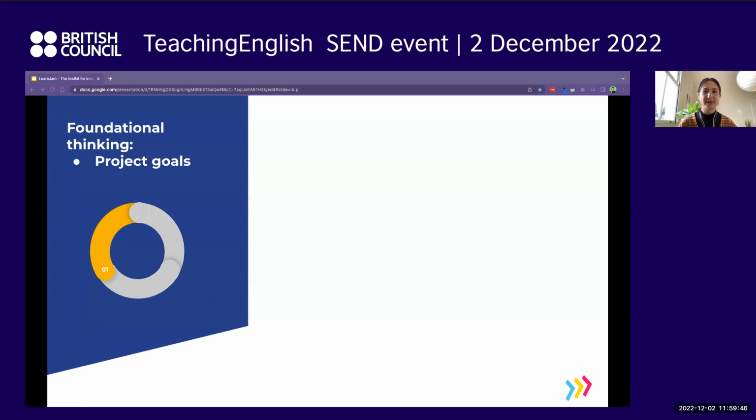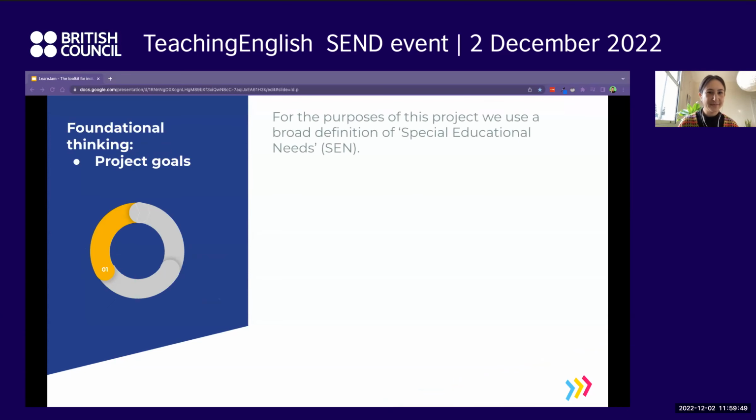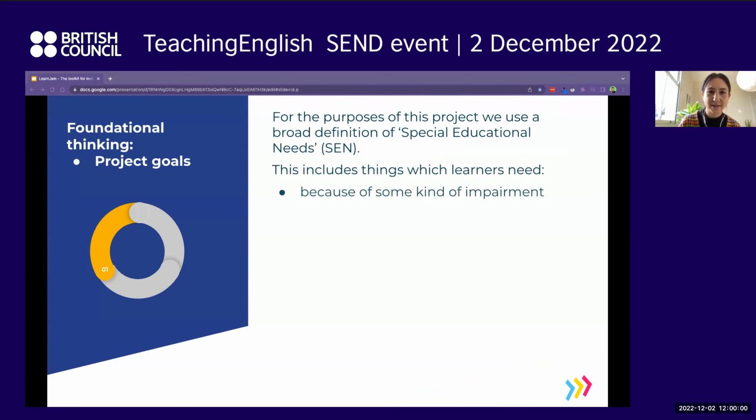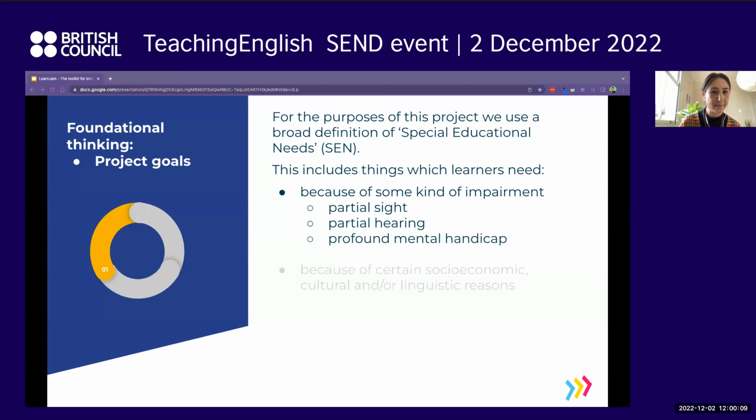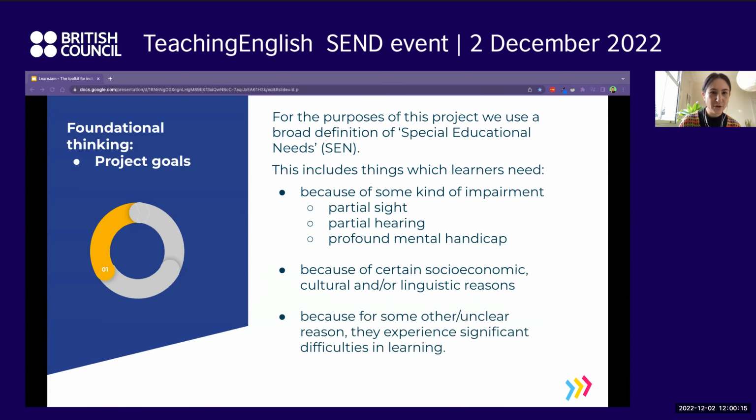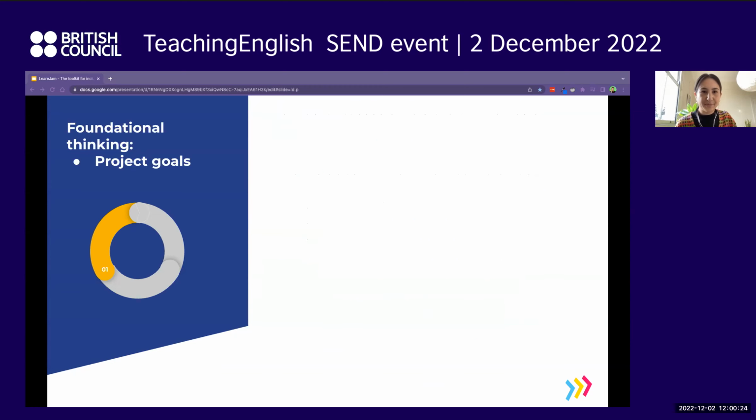Oh, sorry, one thing to note just before I move on. For the purposes of this project, we use a definition of special educational needs which is a broad definition and includes things which learners need because of some kind of impairment, like, for example, partial sight, partial hearing, or a mental handicap, or because of certain socioeconomic, cultural, and/or linguistic reasons, or because of some other unclear reason they experience a significant difficulty in learning. Okay, so now I'll move on to the project goals.